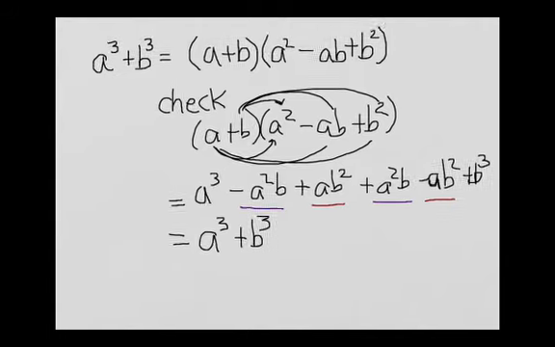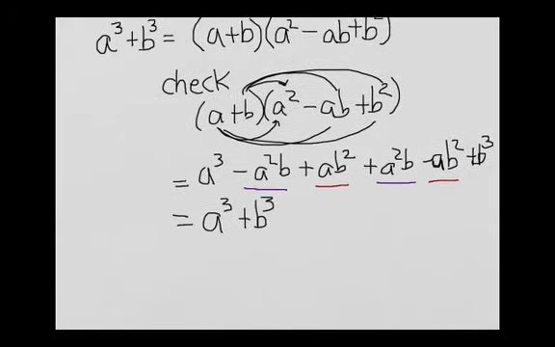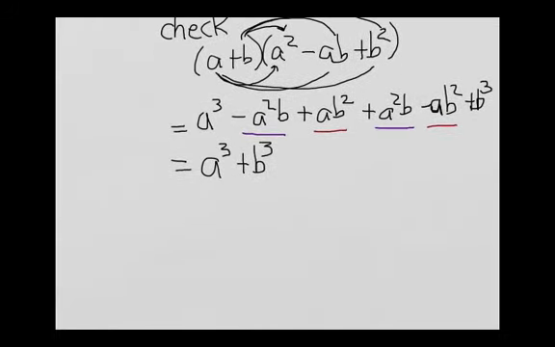So if we have a binomial of the form A cubed plus B cubed, or the sum of cubes, we can factor it using this formula. So let's say we had something like x cubed plus 8. In this case, the first term is x cubed, so that means that x is playing the role of A.